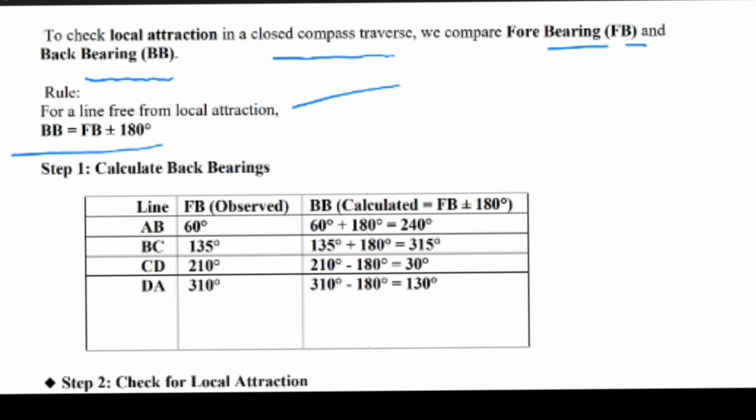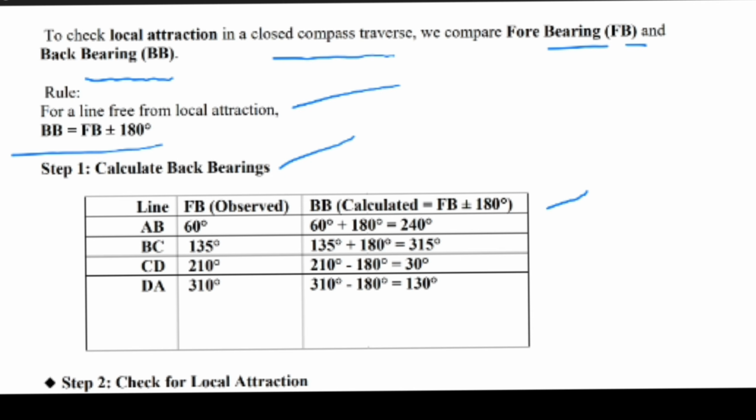So it is given. The lines AB, BC, everything is given. We have to calculate which is affected by the local attraction. First, we have to calculate the back bearing of the line. So here we are using the formula: back bearing is equal to forebearing plus or minus 180 degree.